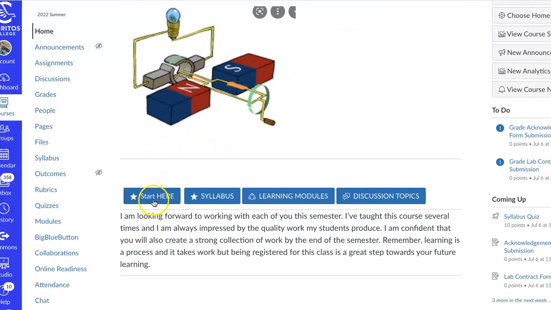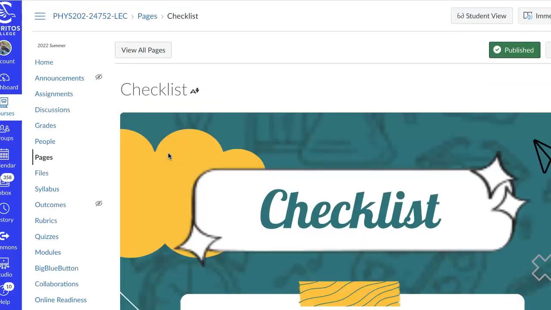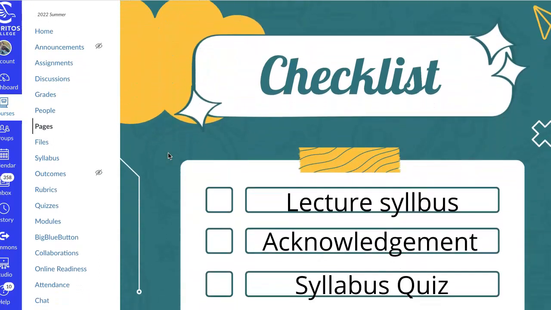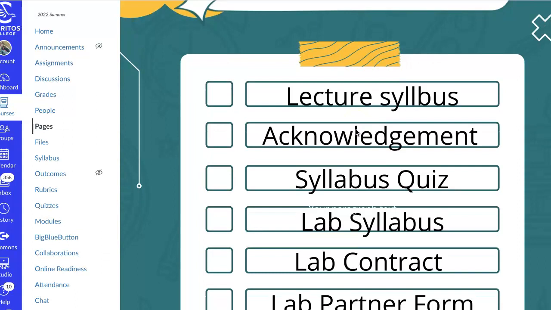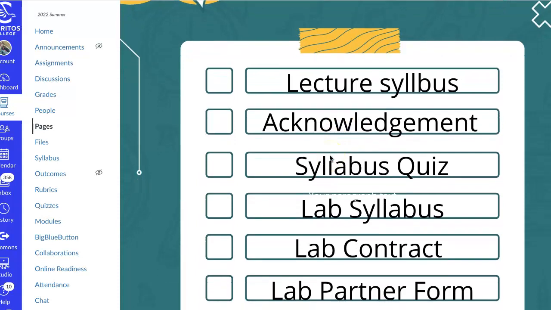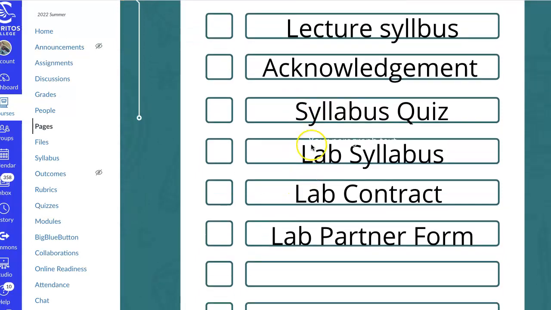And just here I will say start. I gave you here a checklist that you need to do the following. You need, of course, to read this lecture syllabus, and I will discuss it with you in a little bit. The second thing, you need to acknowledge receiving a copy of the syllabus, understanding what we agreed on, sign it and upload it. There is a syllabus quiz also you need to submit.